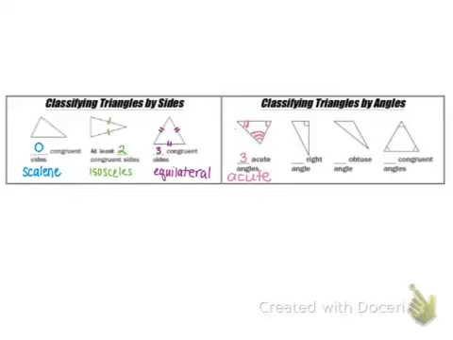So the second triangle, if you notice that we have a little box in one of the corners, that is considered a right angle. A right angle's measurement is 90 degrees. So if a triangle has a 90-degree angle in it, we call that a right triangle.